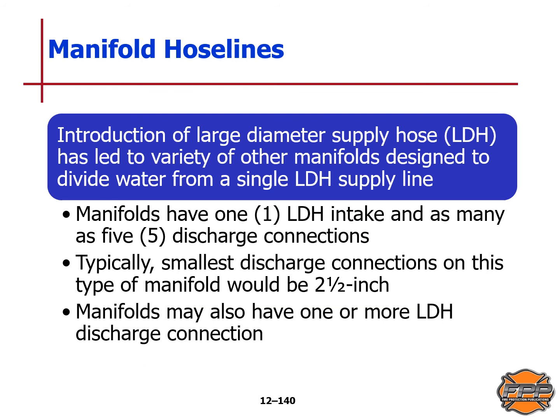Now let's talk about manifold hose lines. The introduction of large diameter supply hose has led to a variety of other manifolds designed to divide water from a single LDH supply line. Manifolds have one LDH intake and as many as 5 discharge connections. Typically, the smallest discharge connection on this type of manifold would be 2.5 inches. A manifold may also have more than one LDH discharge connection.